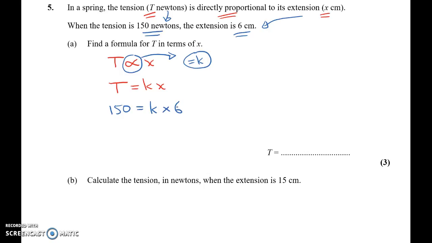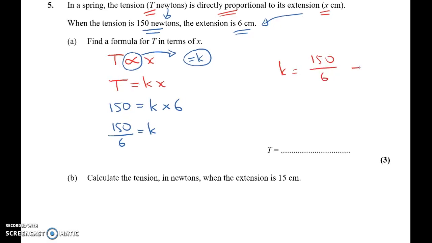Okay, we're going to divide both sides by 6, and we're then going to get 150 over 6 is equal to k. So we've divided both sides by 6 so that we can isolate k by getting rid of that times 6 there. Okay, so k equals 150 over 6. Well, 150 over 3 is 50. I reckon this is going to be 25. So k is 25.